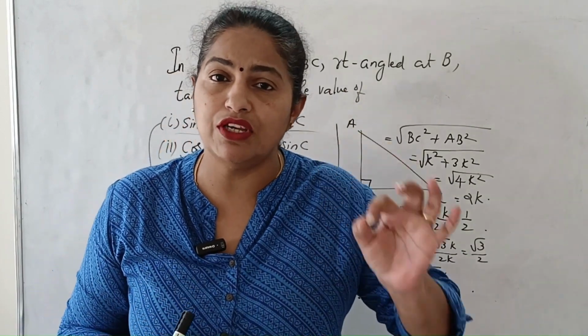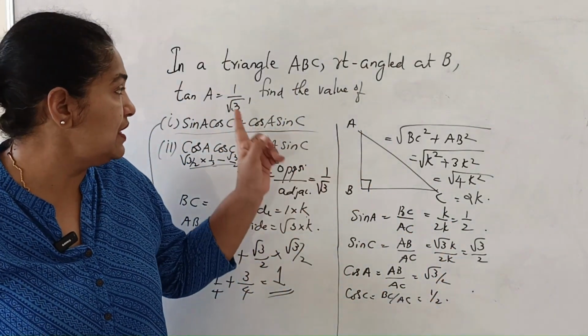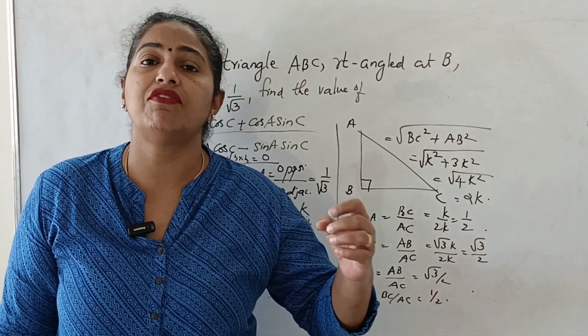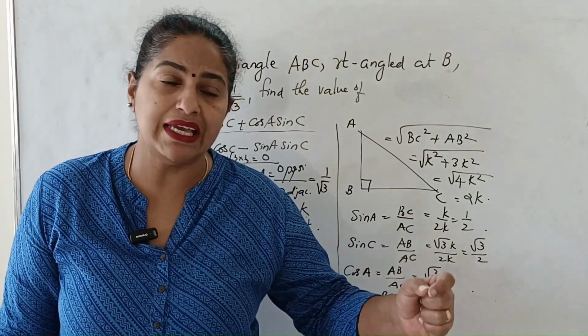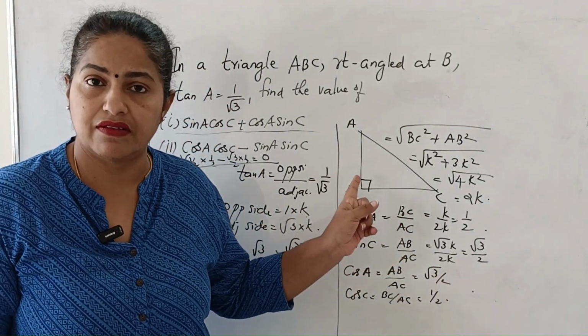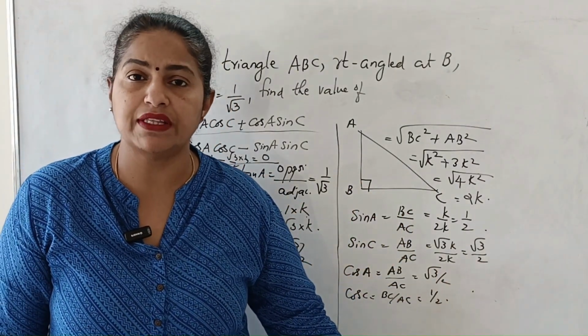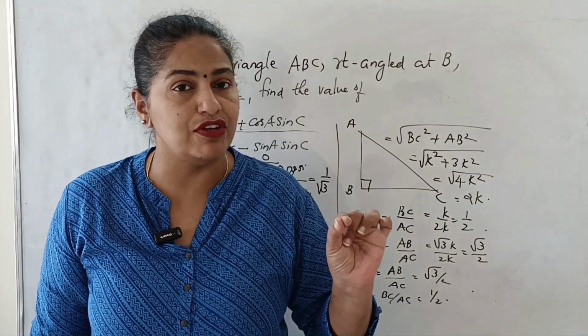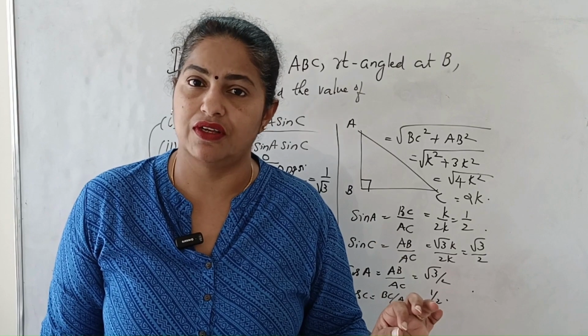The only thing that you need to remember is that whenever you are getting a ratio like this, you need to understand they are not absolute values and you have to multiply each of the terms by k in order to get the sides. Then the remaining you find out using Pythagoras theorem and then just apply the values as per the definition of the trigonometric ratios.